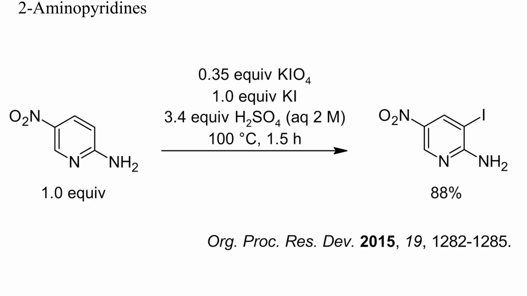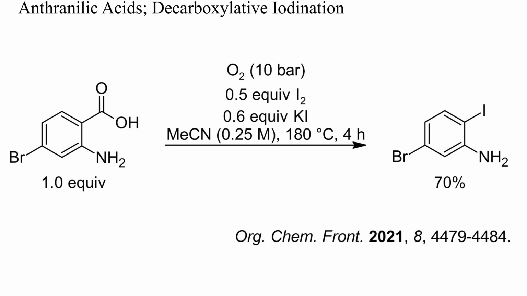Also, aminopyridines can be iodinated directly at carbon, without protecting the amino group. Here, instead of iodine, a mixture of potassium iodide and potassium periodate was used. The aqueous solution of potassium iodide was added slowly over 2 hours to keep the concentration of iodine low and prevent its sublimation. Benzoic acids with electron-donating groups in positions 2 or 4 can decarboxylate when treated with electrophiles. In this example, strong heating of an anthranilic acid with iodine and oxygen yielded a 2-iodoaniline. Unfortunately, a flammable solvent was used, and such a procedure cannot be scaled up because of the risk of explosion.